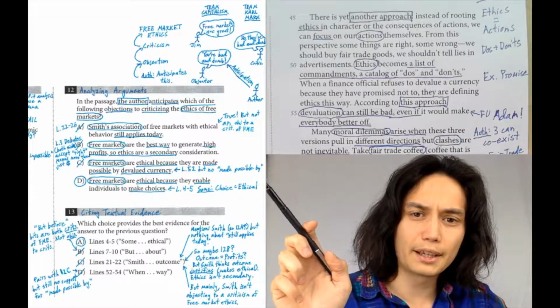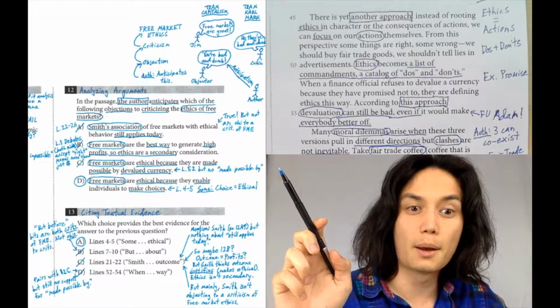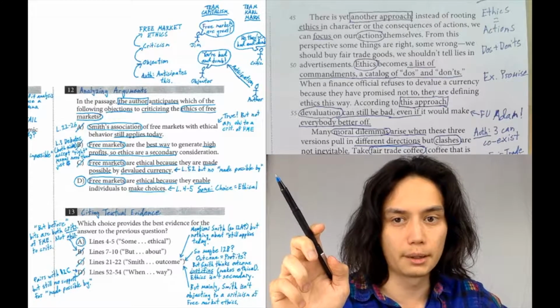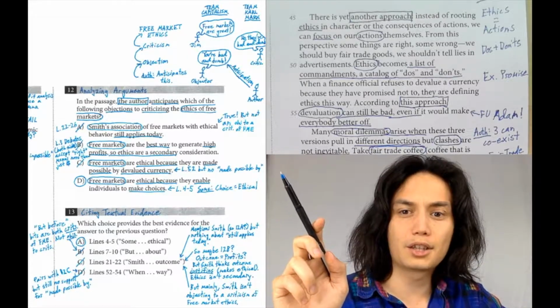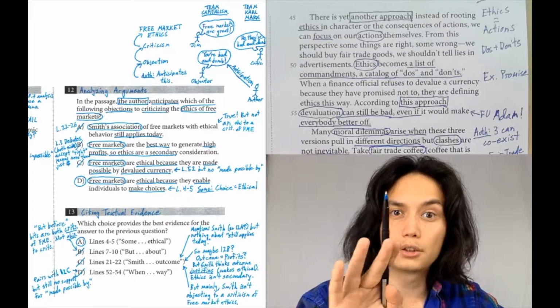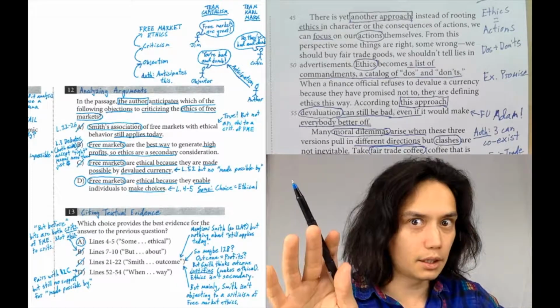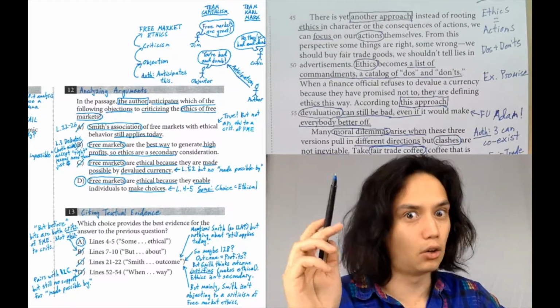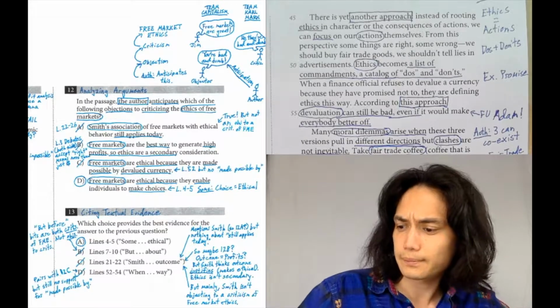Here, the claim they're making about devalued currency is that it makes free markets possible. That's a pretty strong claim. Here again, free markets are ethical because, why are they ethical? Because they are made possible by devalued currency. Without devalued currency, we would have no free markets at all. That's a very big and a very abstract claim, and it's not at all what the author is talking about when he talks about devalued currency.